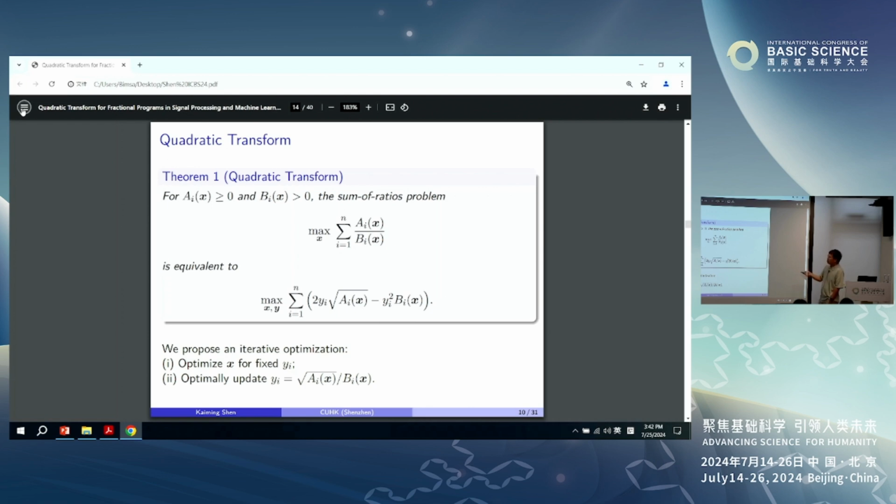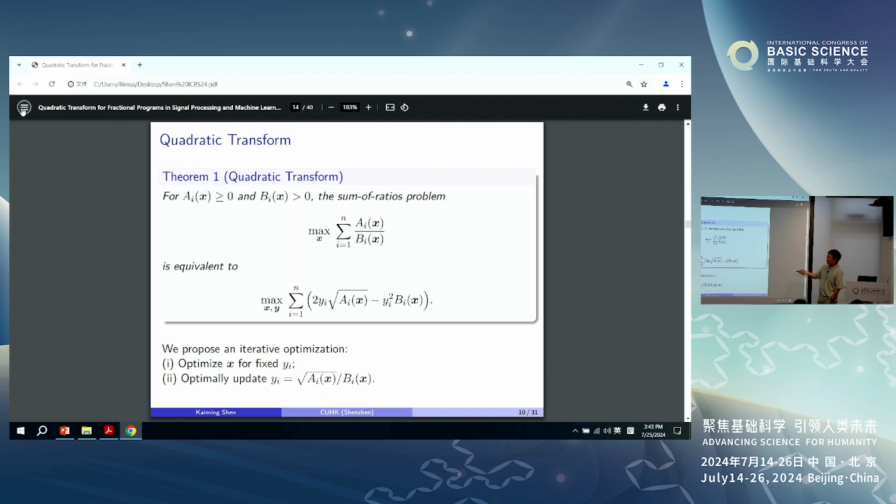After getting this new problem, we propose optimizing x and y in an alternating fashion. First of all, we fix y and optimize x. Again, we assume that each A_i is concave, each B_i is convex.